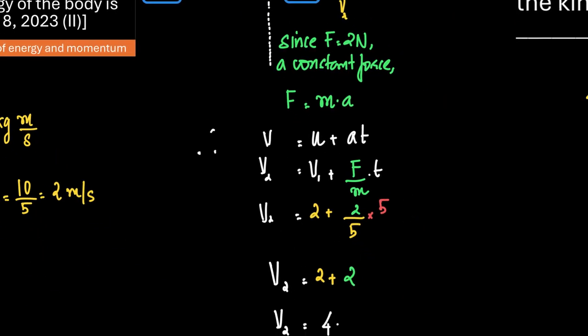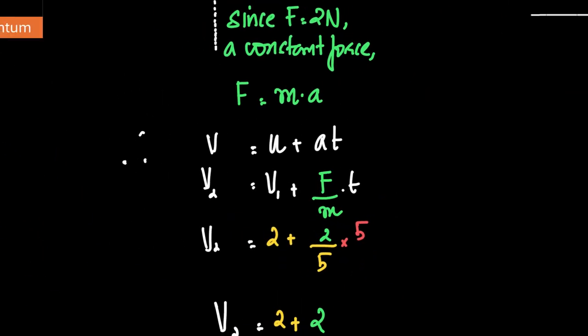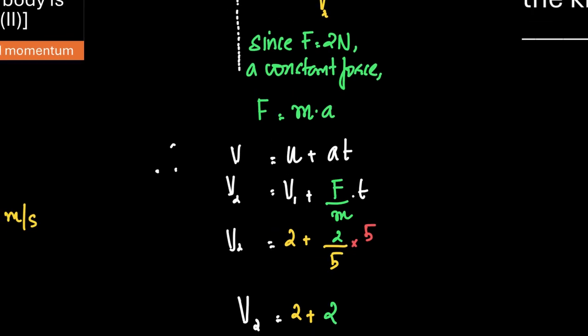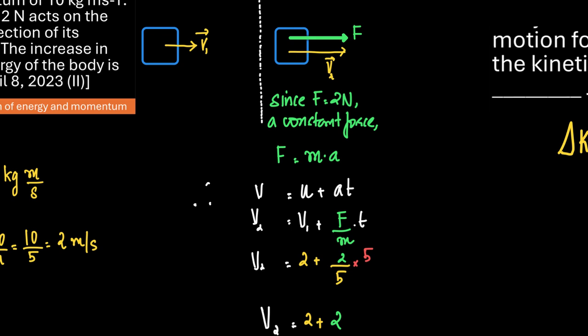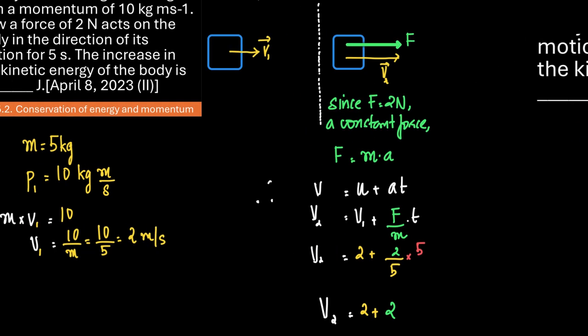Now we can also say that by equations of motion, v is equal to u plus at. What is v? As we have from the diagram here, it is the final velocity vector v2. The magnitude is v2. Initial velocity is u, which is v1. So we have v2 is equal to v1 plus at. And what is a? A from this equation is F by m. So what is initial velocity? Given to us as 2 meter per second. Force is given to us as, okay, let me just confirm it.